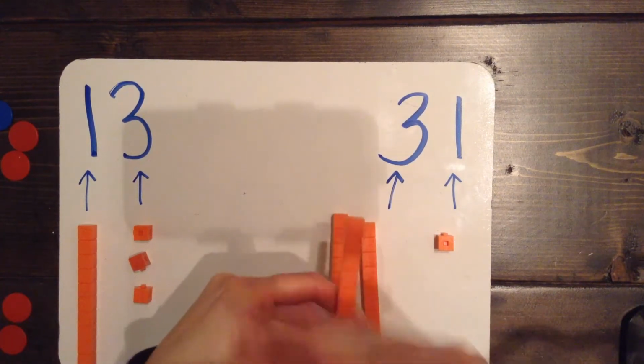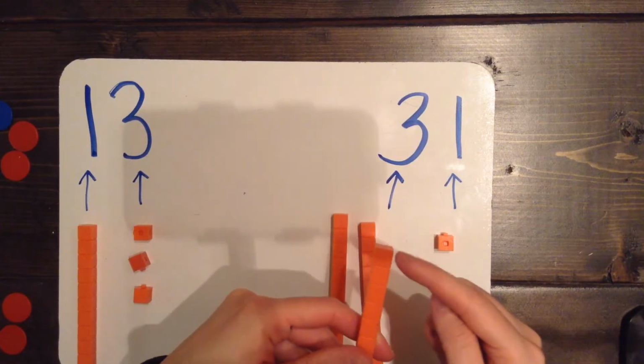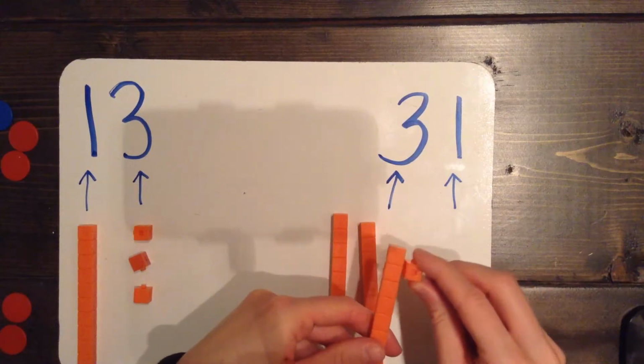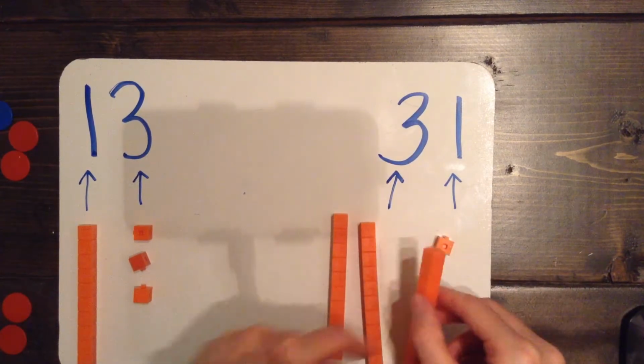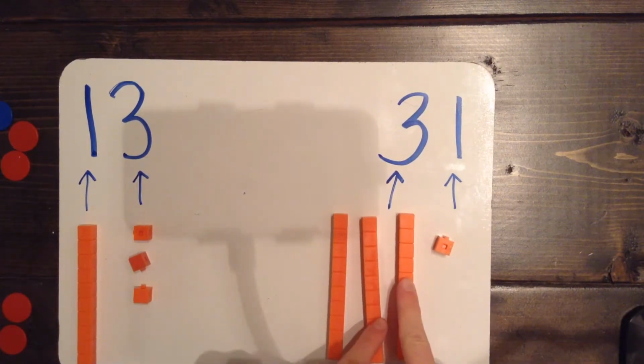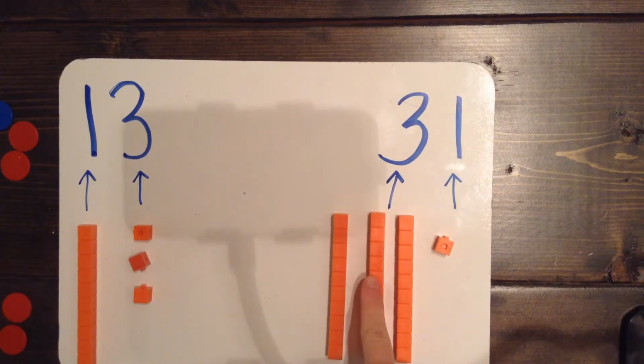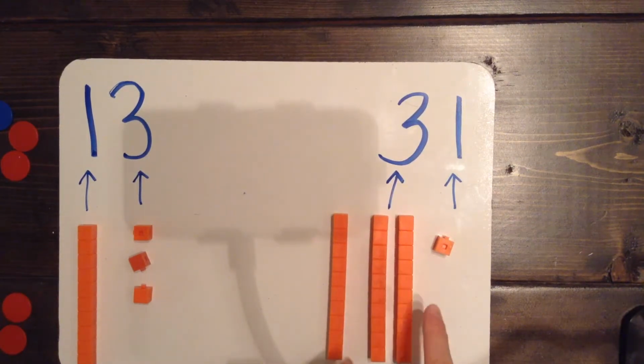In fact, if I were to cut up this 10 block, it would actually be 10 of these little tiny cubes. Well, if I were to chop up this 10 block and then cut up this 10 block, that would mean this number is quite a bit bigger than this number. Can you see how there are more cubes on this side compared to this side over here? 31 is a bigger number.